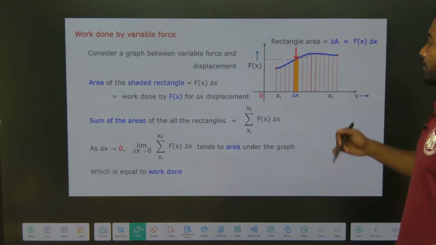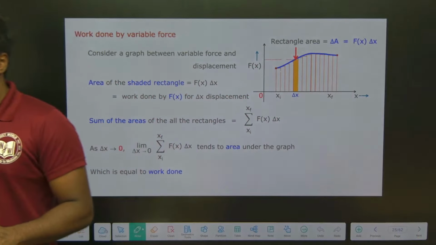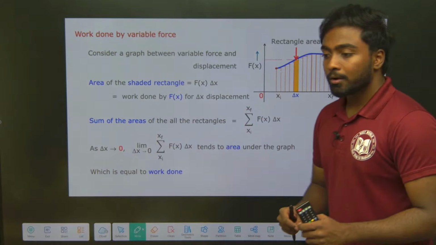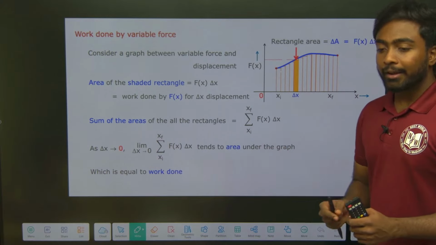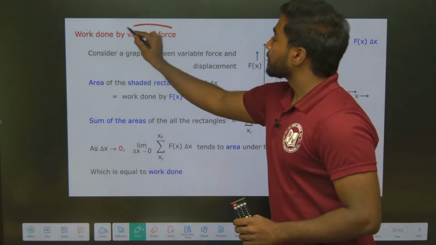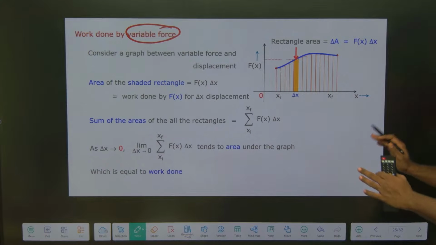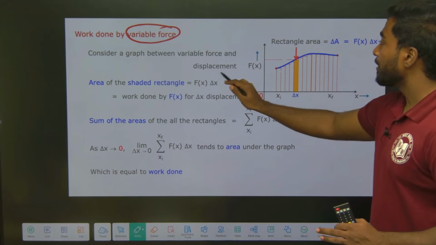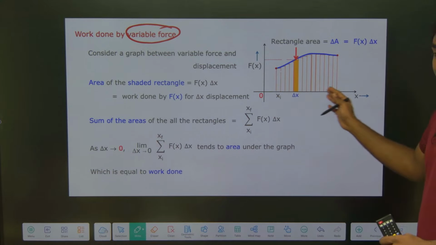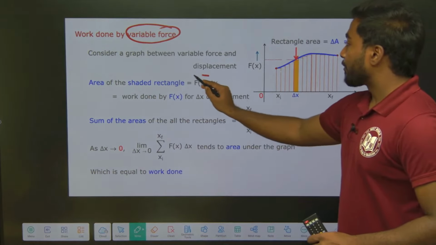Since we have been dealing with work done by a constant force, the formula is work done equals F dot d, or F d cos theta. Now we are dealing with variable forces. Here they have given a graph between the variable force and displacement, where the force varies as the displacement occurs. The area of the shaded rectangle is f of x into dx.